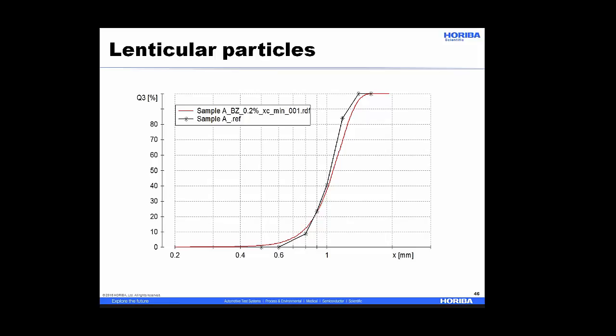So I talked a bit about spheres, and if you've been in particle analysis, you know that as soon as you move away from spherical particles, techniques stop agreeing quite so nicely. So here are some lenticular particles, and the black stars are the sieving results, and the red is the CamSizer result. This is volume on the left and particle size on the bottom.